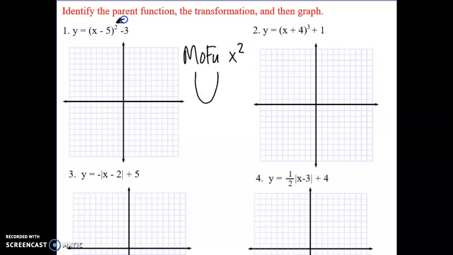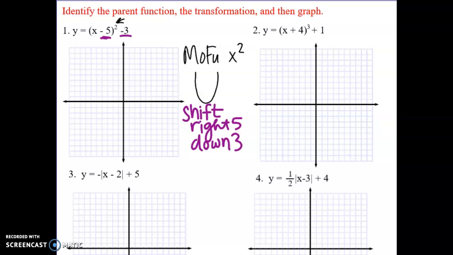Now, after that, I can go through and I can just kind of figure out what are some important points. Well, I look right here. I know that the whole thing is going to shift right 5 and up 3. No, not up 3, down 3. So right 5, down 3. So I'm just going to make a quick note of that. Shift right 5 and down 3. So remember that the x movements, I always kind of do the opposite of what you think, and y's just do what they're supposed to.